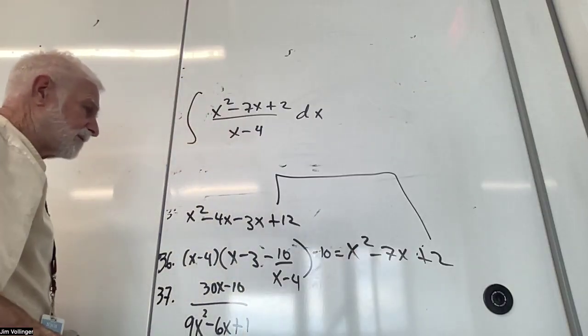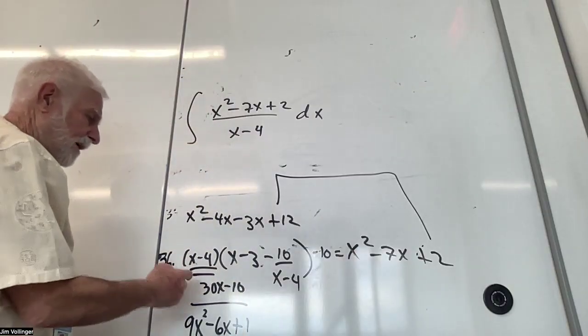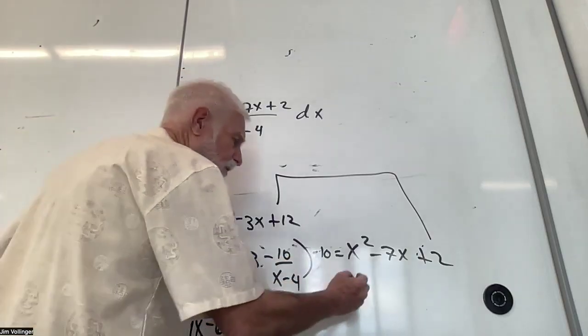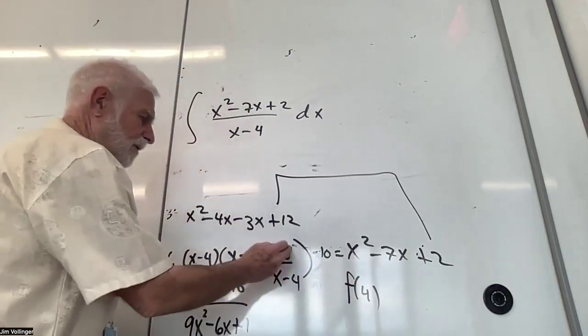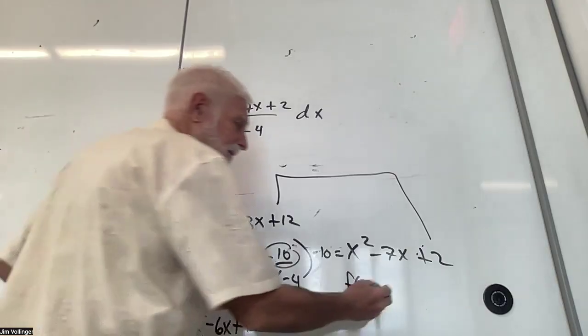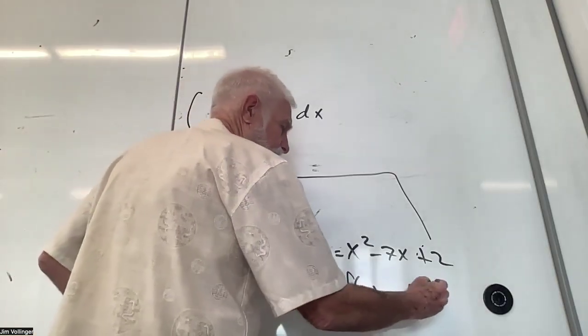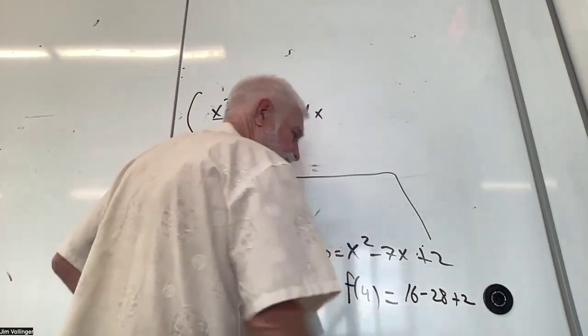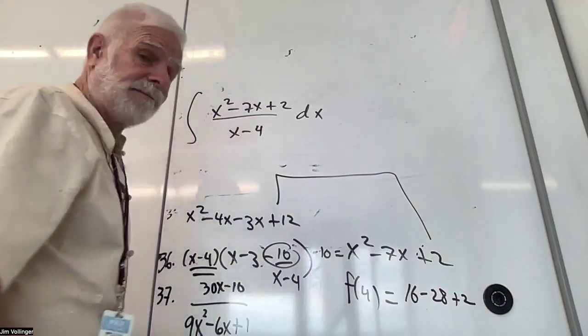Now, if you want to check this, the critical number here, what makes a 0? 4. Do f of 4 over here. And if f of 4 doesn't get us negative 10, you made a mistake. 16 minus 28 plus 2. I'm seeing minus 10. Hope you are.